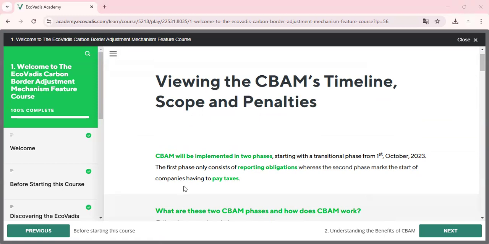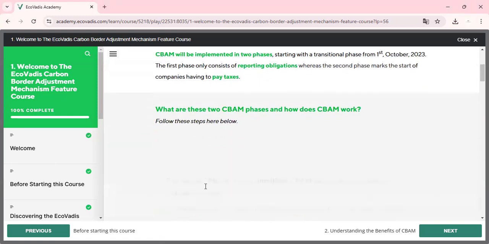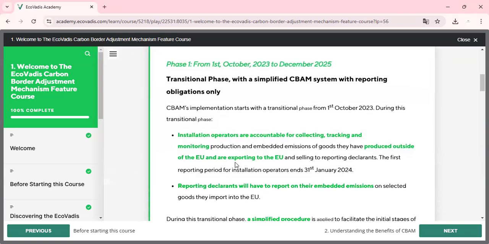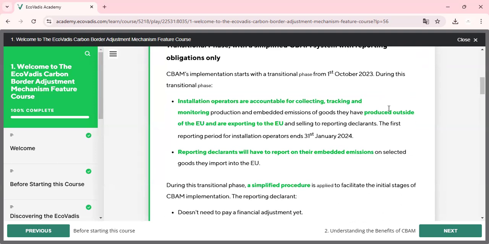What are these 2 CBAM phases and how does CBAM work? Phase 1, from 1st October 2023 to December 2025. Transitional phase, with a simplified CBAM system with reporting obligations only. CBAM's implementation starts with a transitional phase from October 1st, 2023.